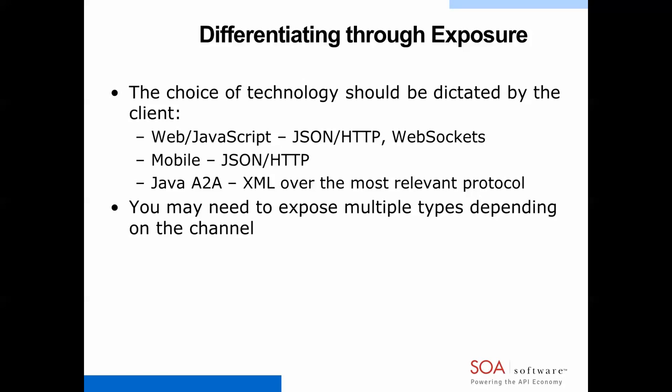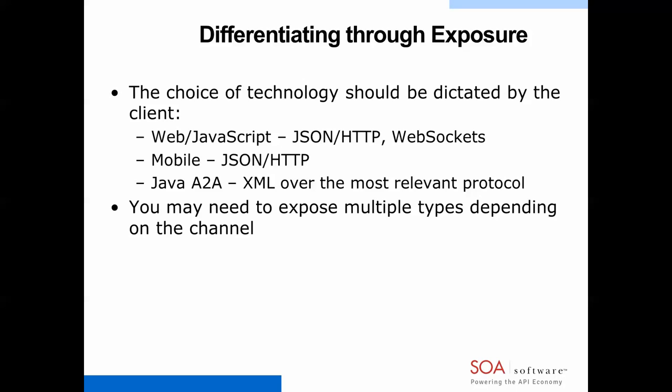This is not a question about when should I use an API and when should I use a web service. It's more of a choice of technology that is dictated by the client. So if you're exposing an API, you need to look at who is going to be using that API. So if it's a web-based client or a JavaScript-based client, then you need to start looking at JSON over HTTP, because that is native to JavaScript. You need to look at WebSockets because of its support for HTML5 and its event-based push model.